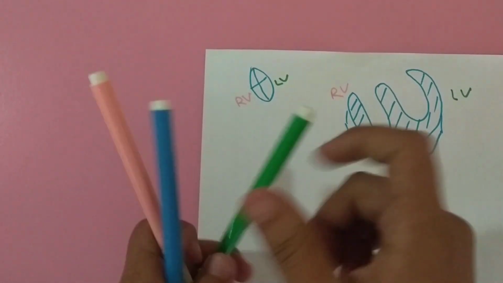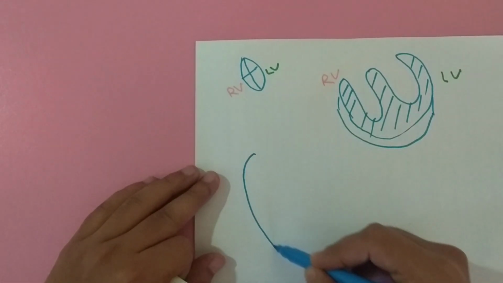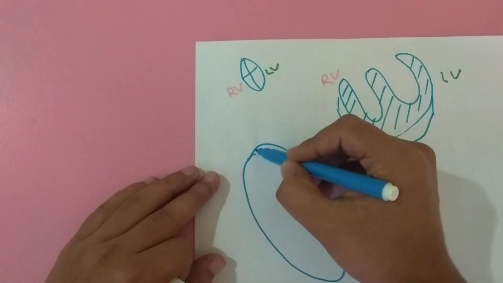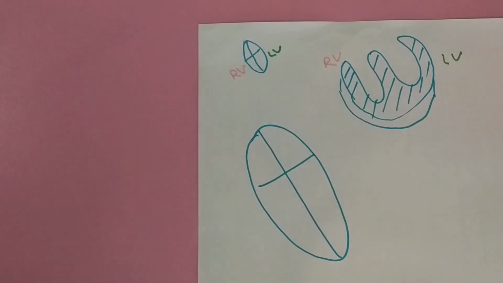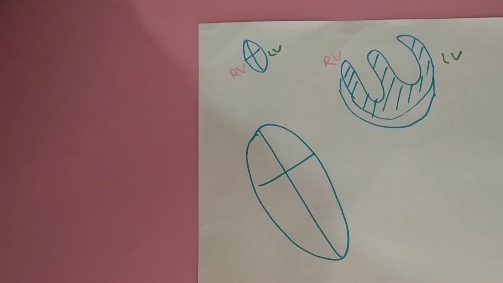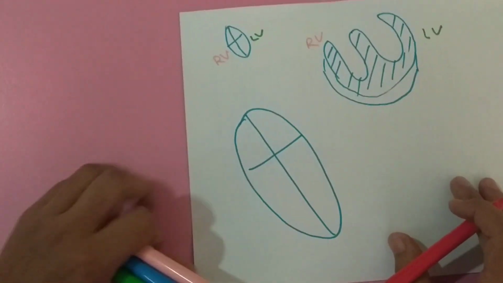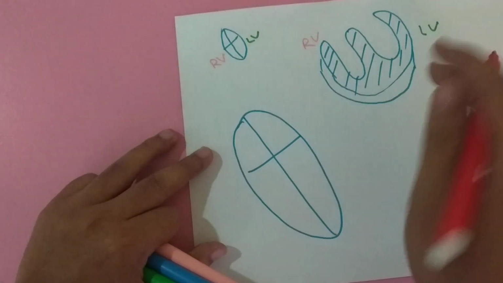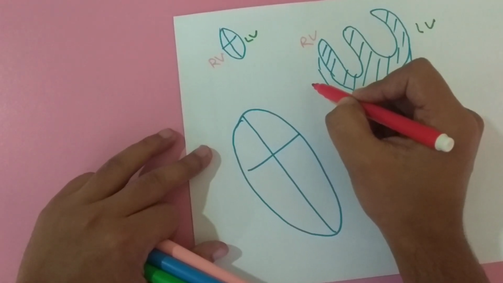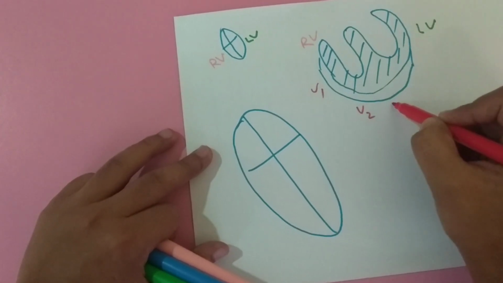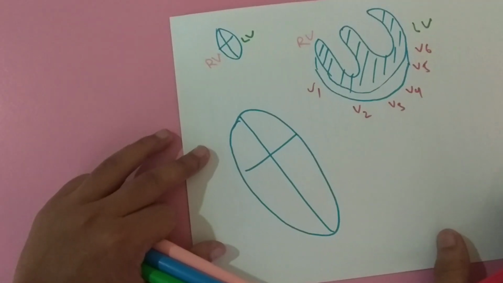I think it would be better if I draw this diagram a bit bigger. Now let me use another color here. Let us place the chest leads first of all. Somewhere here it will be your V1, V2, V3, V4, V5 and V6 in case of chest leads.